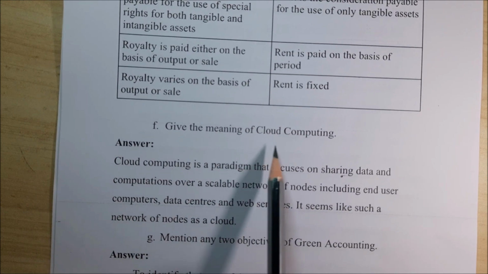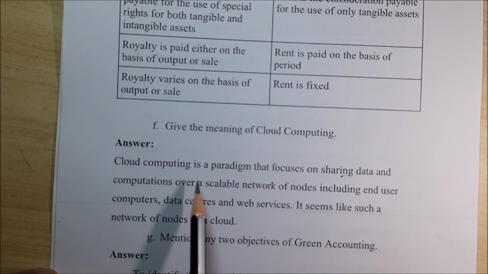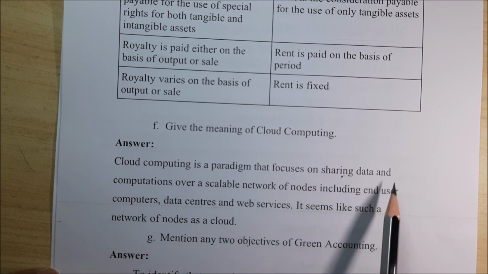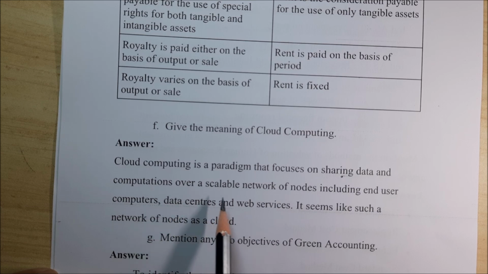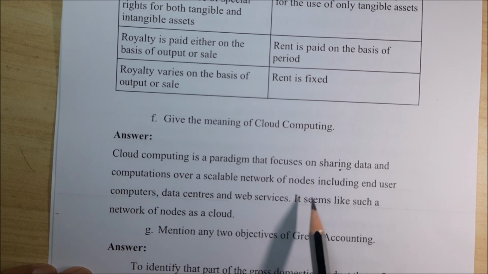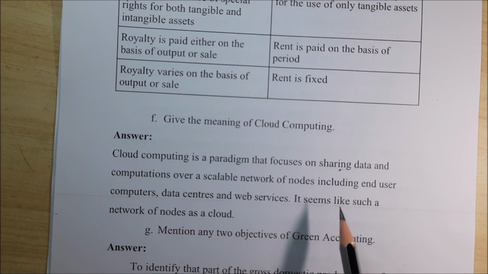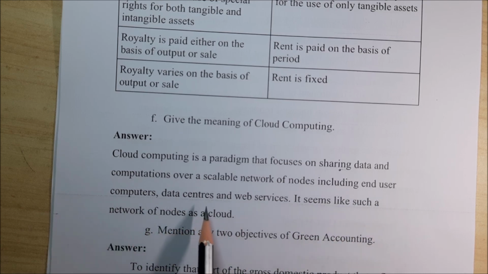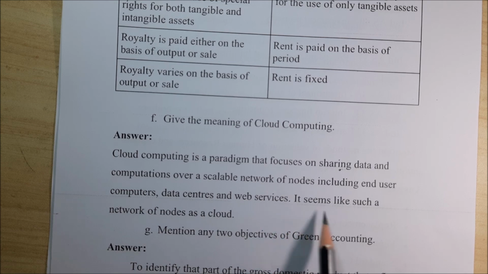Give the meaning of cloud computing. Cloud computing is a paradigm that focuses on sharing data and computations over a scalable network of nodes, including end user computers, data centers and web services. Such a network of nodes is seen as a cloud.